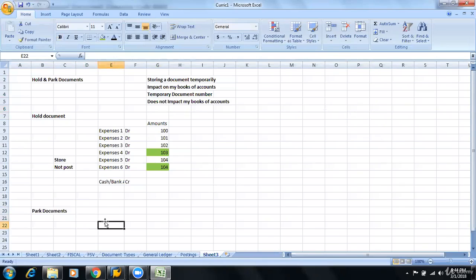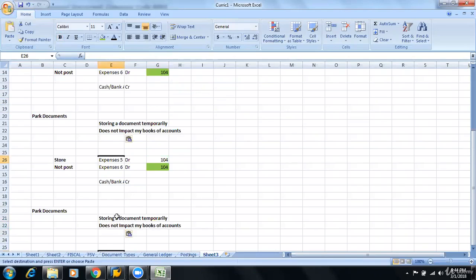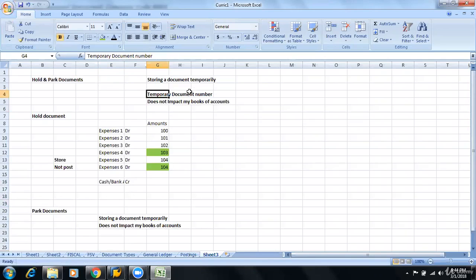Now, basically, what are the characteristics of park documents? Let me tell you. This is similar in that it is stored temporarily. It does not impact my books of accounts. All right. So you may ask, why didn't you copy this option, temporary document number? No, I don't want to do that right now. I'll show you how it is done first. Then we talk about the characteristics.